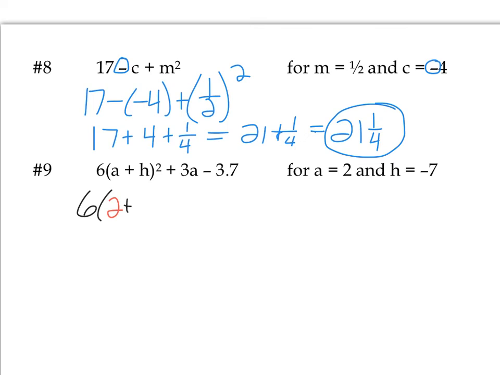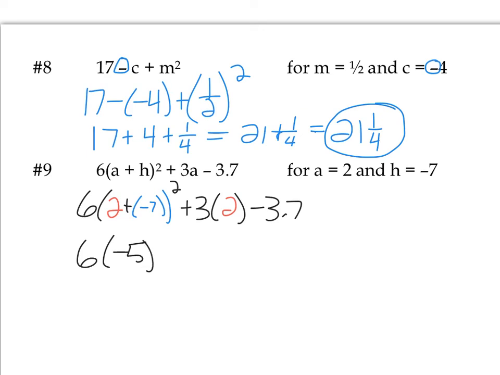plus every H with a negative 7. So plus negative 7. We're going to keep in mind what that means. Then squared plus 3 times A is 2 minus 3.7. Again, every A was replaced with a 2, every H with a negative 7. Now we need to follow order of operations within this. So we're going to have 6, and then in parentheses inside the grouping symbols, 2 plus negative 7 is negative 5 squared plus 3 times 2 minus 3.7.